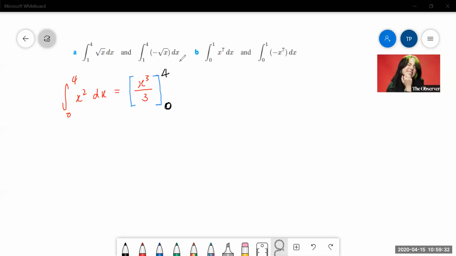It means that step one is to substitute in x equals 4, so you have x cubed over 3, and then you minus, substitute in the 0, the lower limit, over 3. Then from here, you will get your answer. Let's say your answer is 4 to the power of 3 over 3.